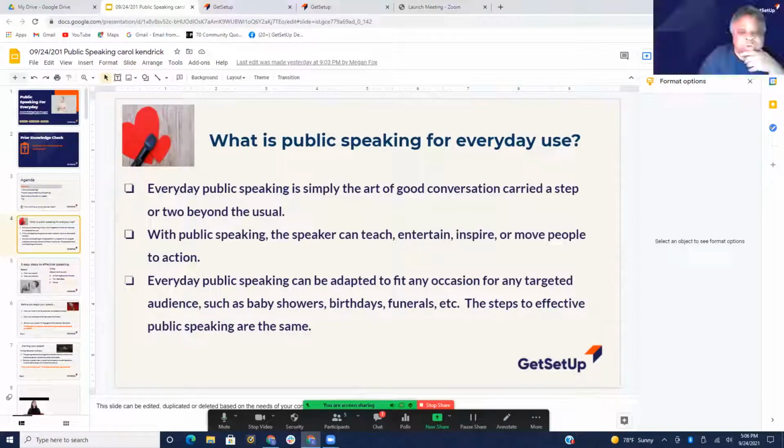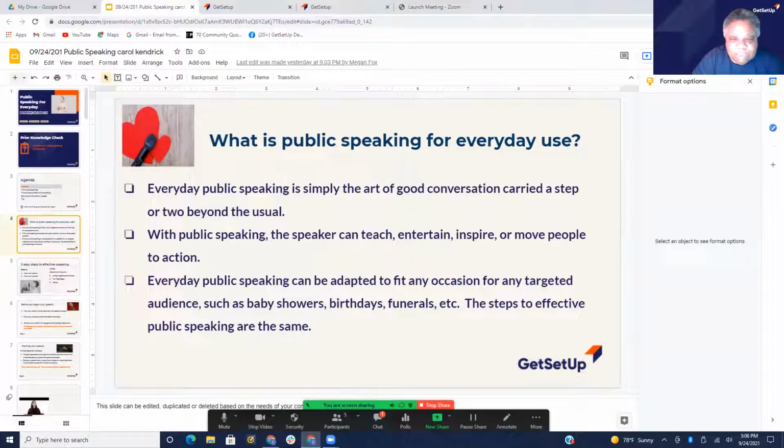Carried a step or two beyond the usual. So it's a matter, if you think about some of the public speakers that you have seen, they're really having a conversation with their audience. And that's what it is. Just think of it as a conversation that you're having with a group of people.